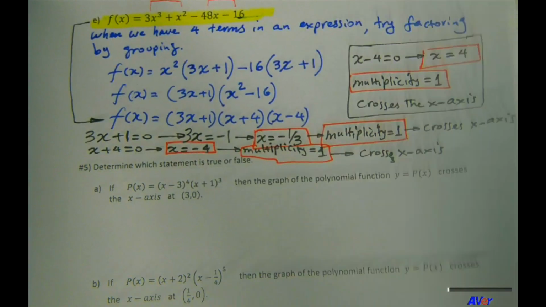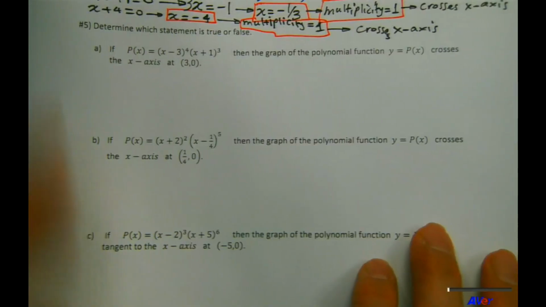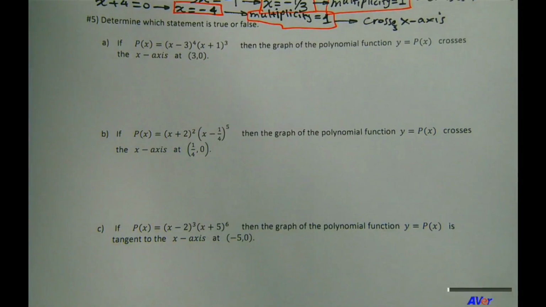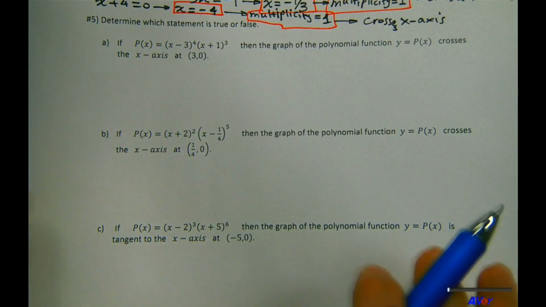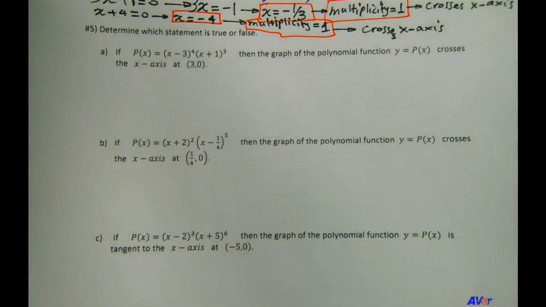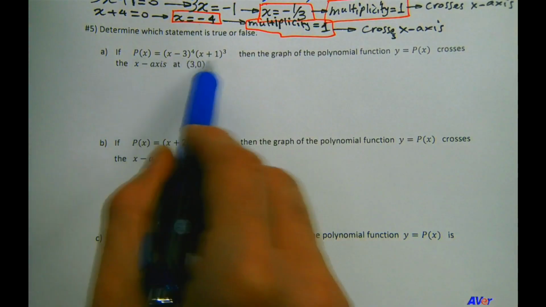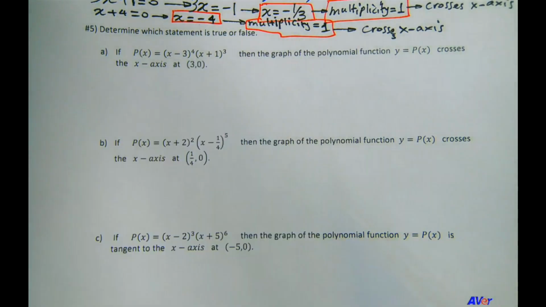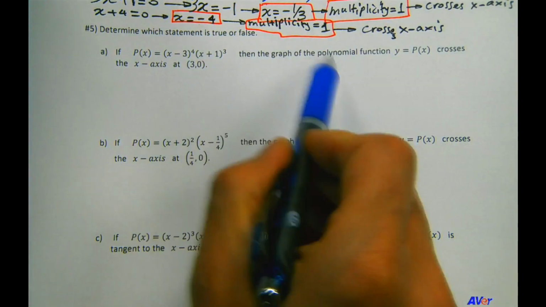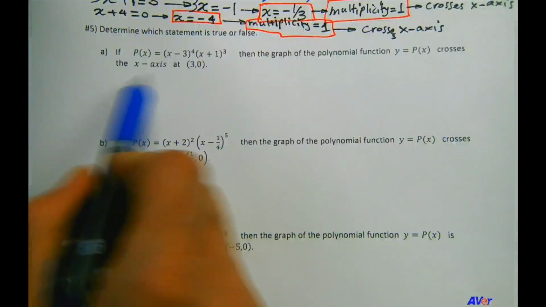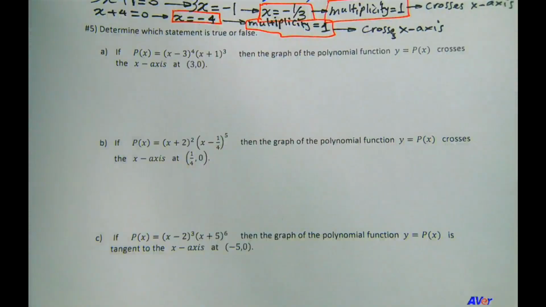All right, so here it says the next set of problems or examples, and I'm looking for my pens here. It says determine which statement is true or false, given what we've discussed so far. So p of x is this polynomial given in factored form. It says then the graph of the polynomial function crosses the x-axis at 3 comma 0. What do you think? Is that true or false?